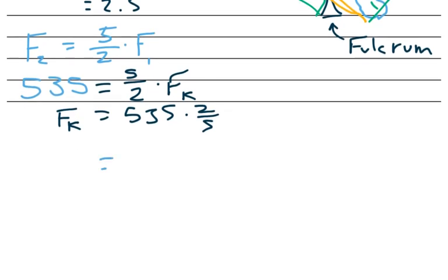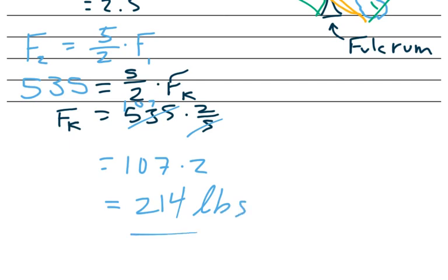If I wanted to avoid a calculator, this is going to cross out, and I'm going to end up with 107, and 107 times 2 is 214. Now, I'm kind of doubting myself. Maybe I'm feeling nervous, I don't know. So I'm going to type that into a calculator. Yep, it is. Cool. Okay, so she's going to have to apply 214 pounds of force.